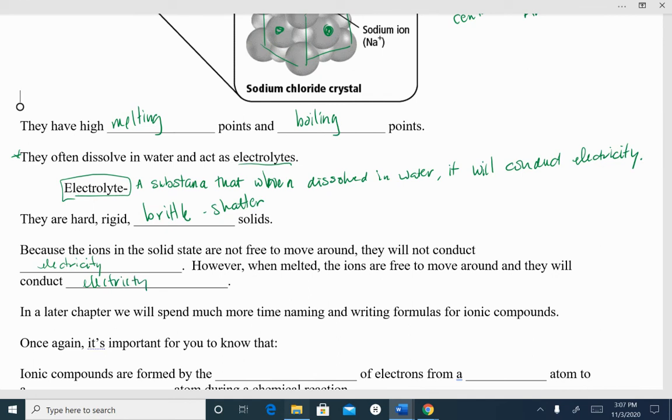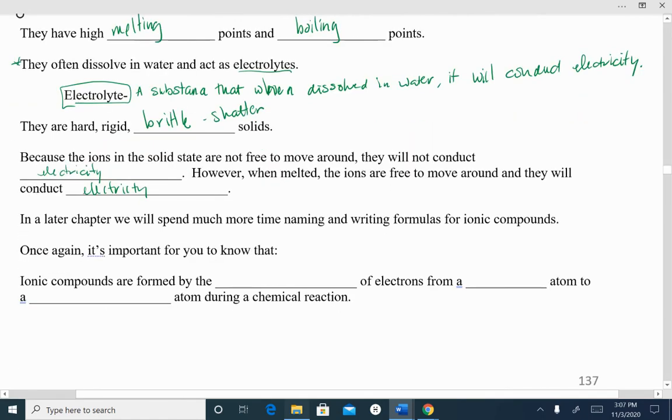In a later chapter, we're going to spend a lot more time naming and writing formulas for ionic compounds. But for this lesson, it's important that you know that ionic compounds are formed by the transfer of electrons from a metal or a positive atom to a nonmetal or a negative atom during a chemical reaction.